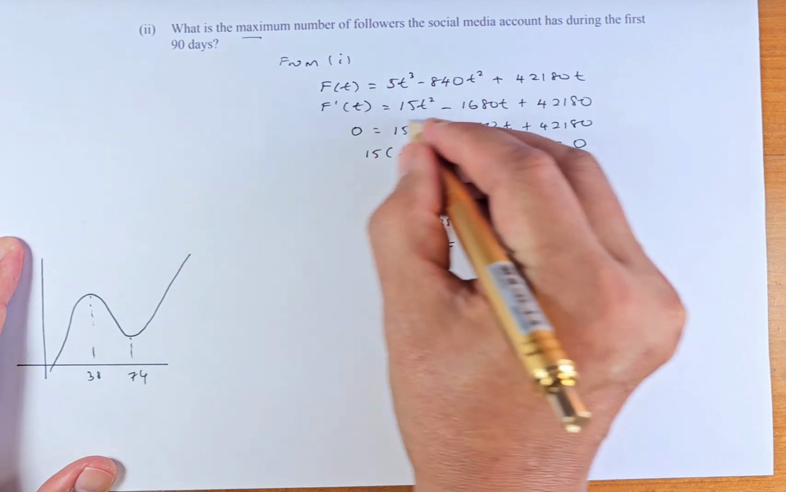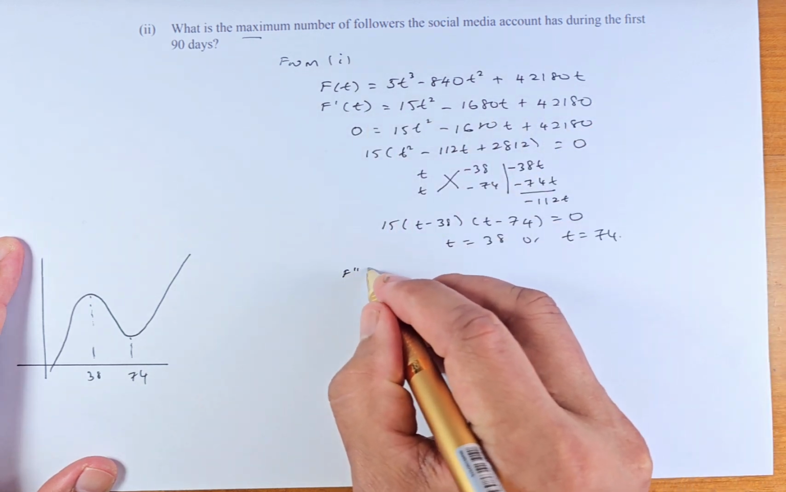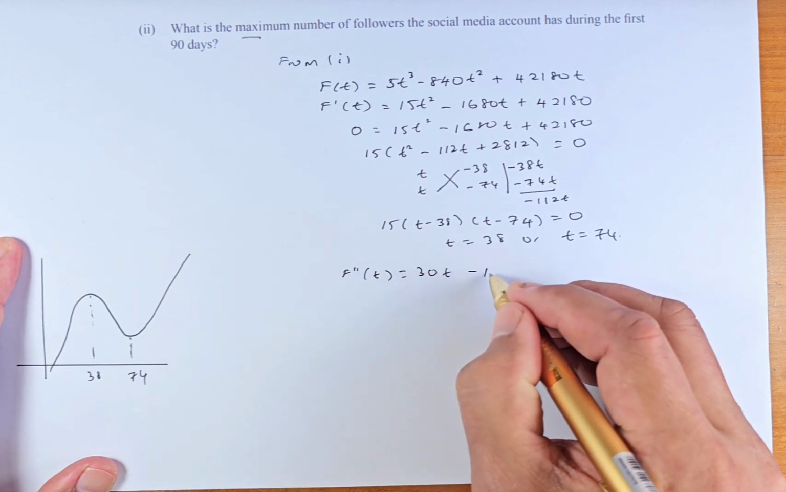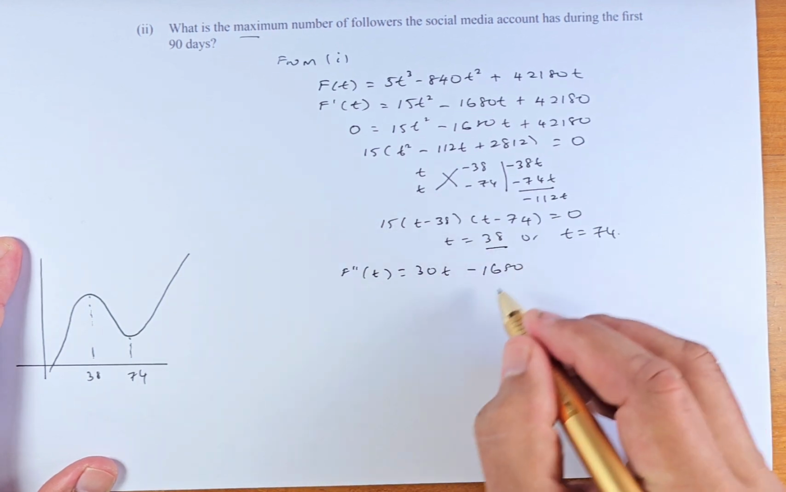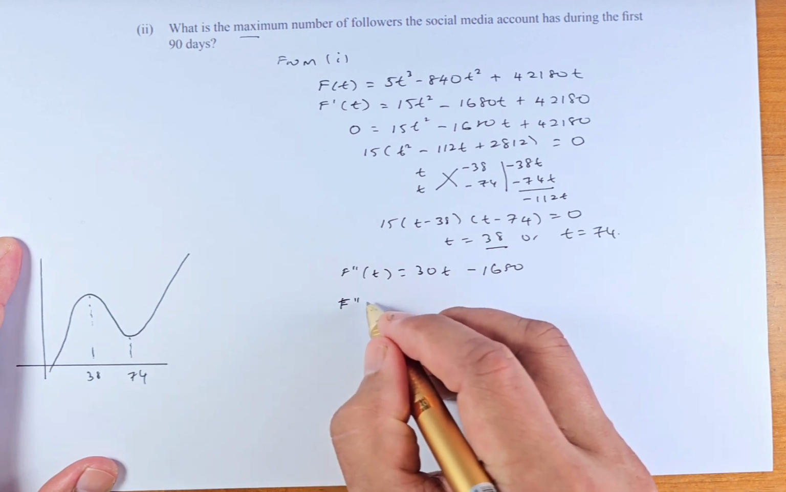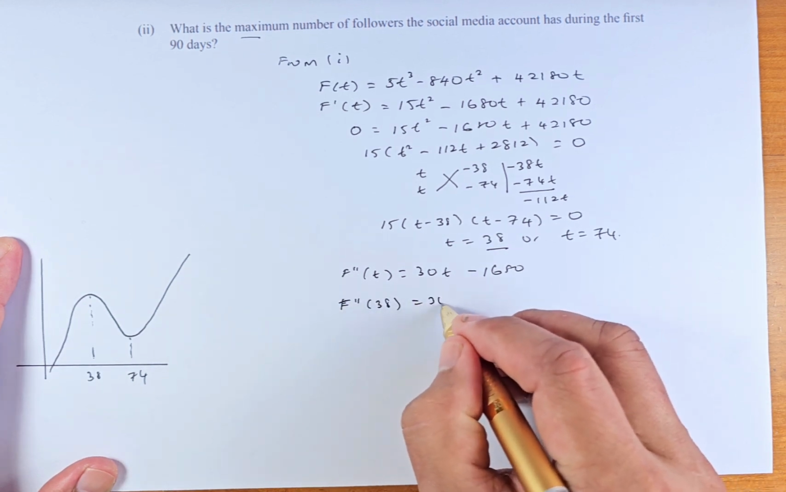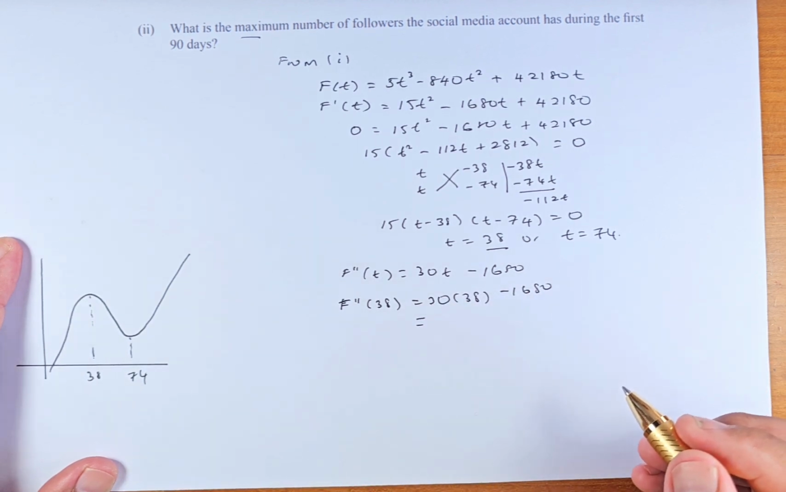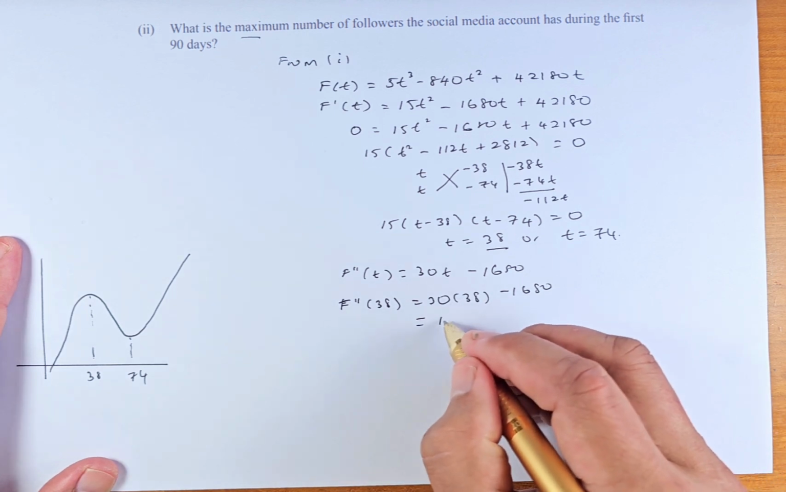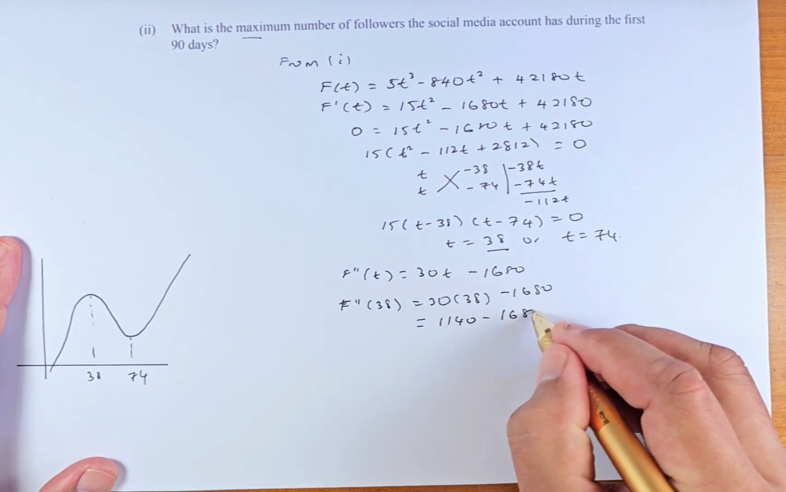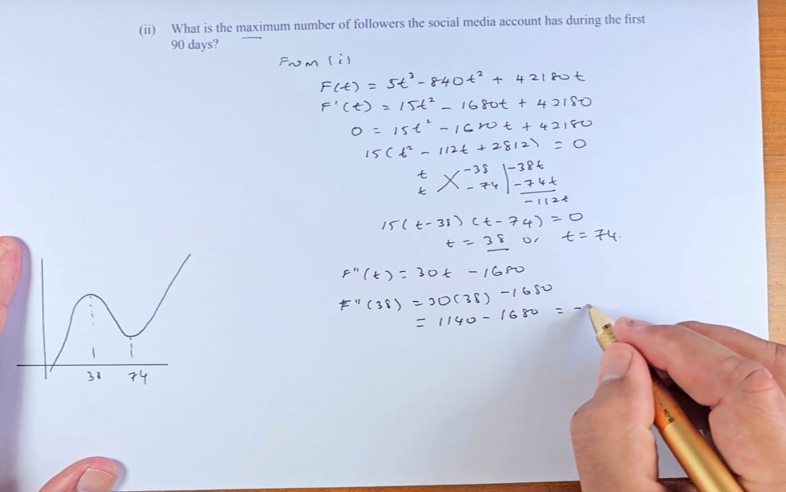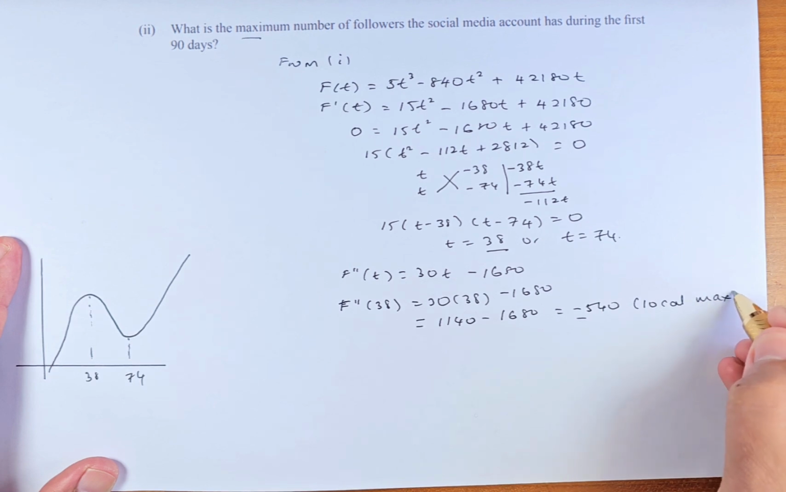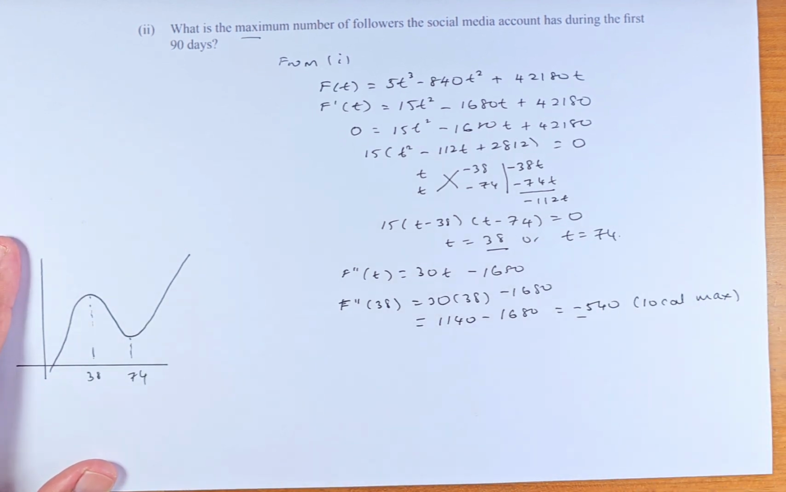So we do a second derivative of that. f second derivative of t is going to be 30t minus 1680. So when we substitute 38 into that equation, f''(38), what we get is 30 times 38 minus 1680, which simplifies to 1140 minus 1680, and the answer comes up to minus 540. Because it's a negative number, it is a local maximum. Okay, so if it's negative, it's a maximum; positive is a minimum.